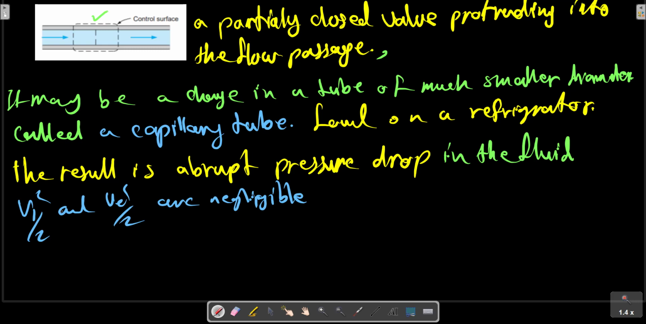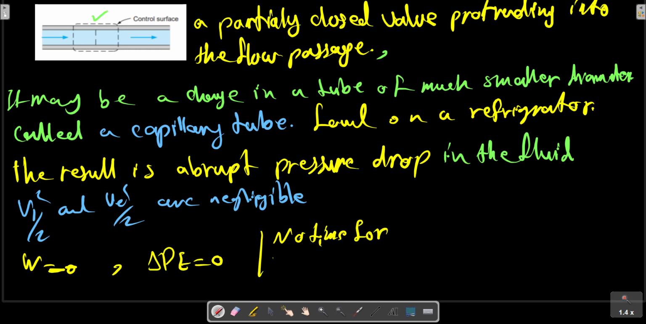There is no means for doing work and little or no change in potential energy: W equals 0 and delta PE equals 0. Usually there is neither time nor opportunity for appropriate heat transfer. No time for heat transfer. We conclude that the steady-state throttling process is approximately a pressure drop at constant enthalpy.